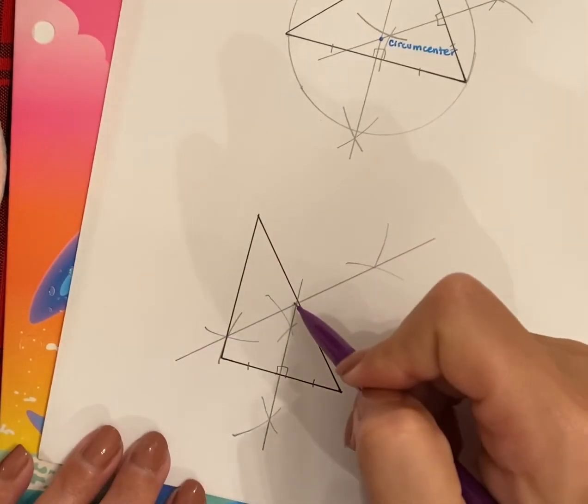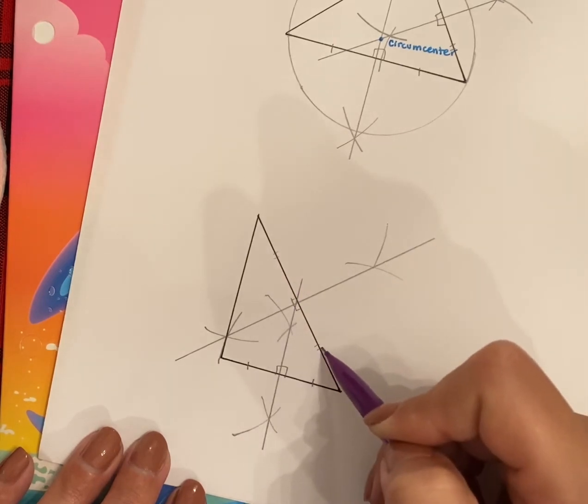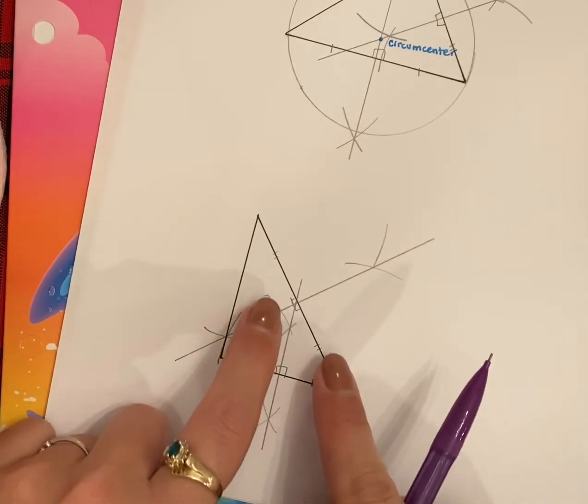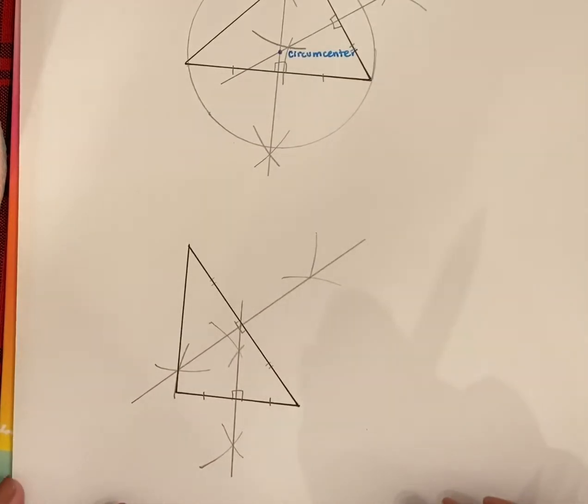This is a perpendicular bisector. So these are congruent to each other. They're not congruent to this one. So that's why I put two tick marks there, one tick mark here. So once you have two, you're technically done.